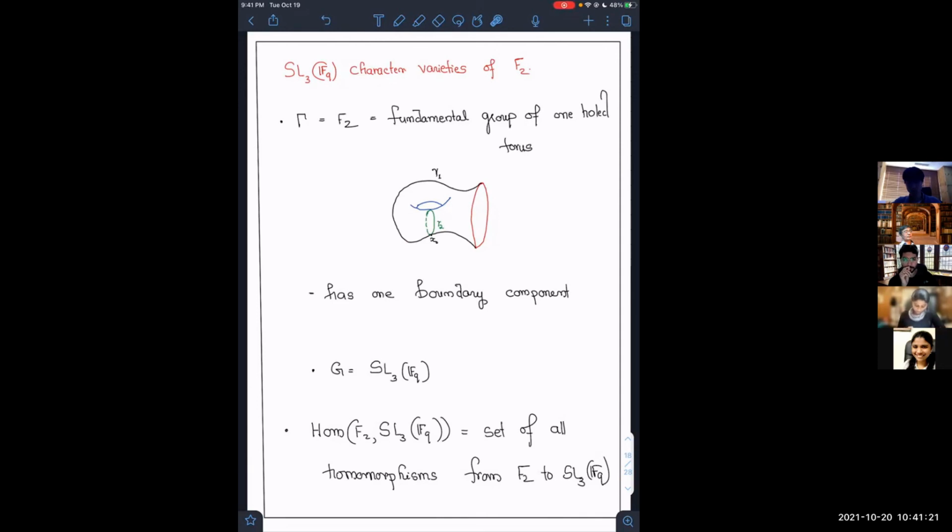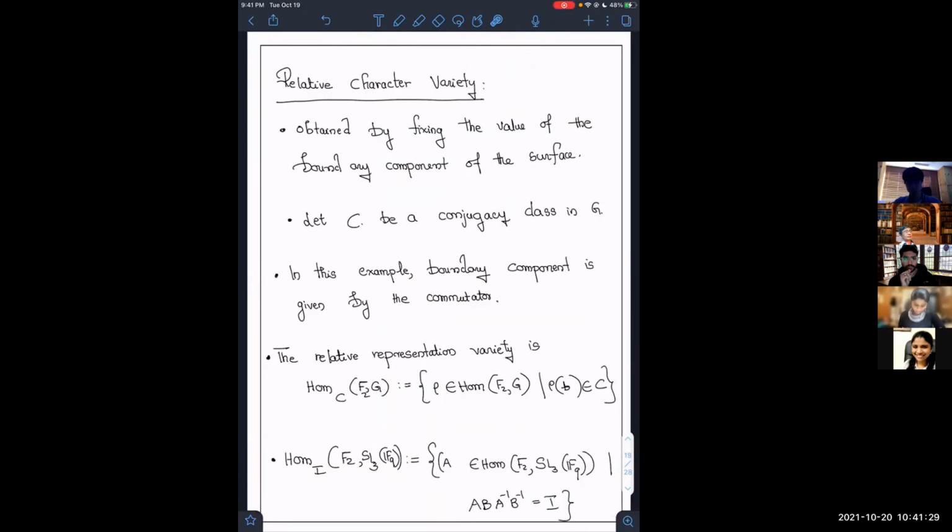So what I mean by that is, we look at this homomorphism from F2 to SL3(Fq). G is SL3(Fq) in this case, and I fix a conjugacy class in G. And in this case, I only have one boundary component. It could be more than one. Then we fix each of the boundary components. So the relative representation variety is basically taking the homomorphism, and if B is the boundary component, I fix the value of B to be from this conjugacy class that I have fixed earlier.